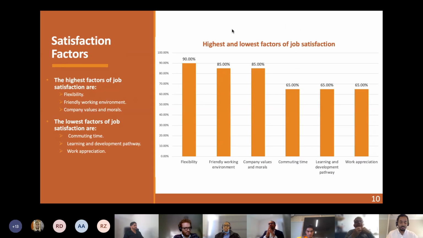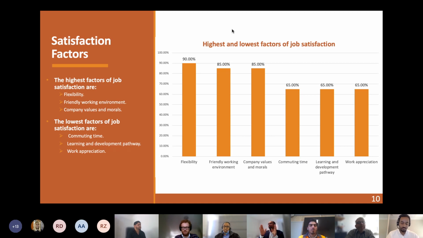So the percentage, that's the percentage of what? So say when we're saying 90% flexibility. Basically, the way we got this percentage, we added all the participant values. We converted the values into percentages, and then we realized, based on all the participants, that flexibility has the highest number of factors.